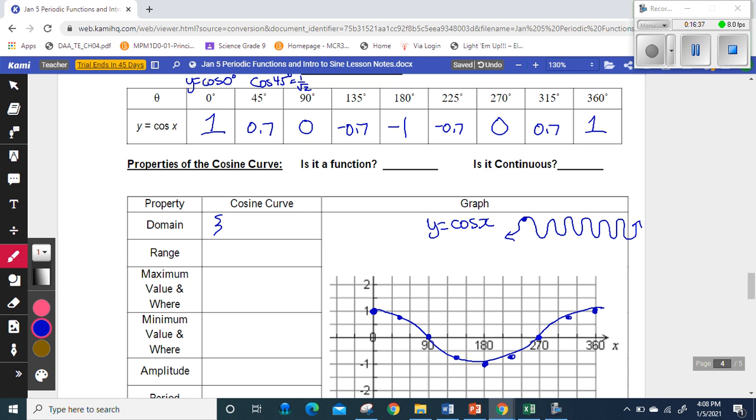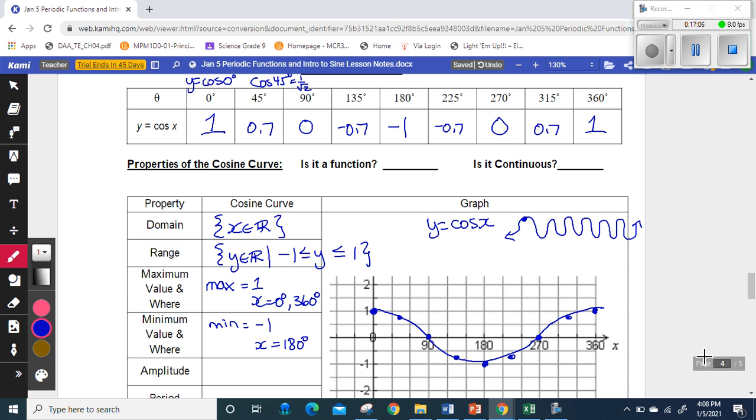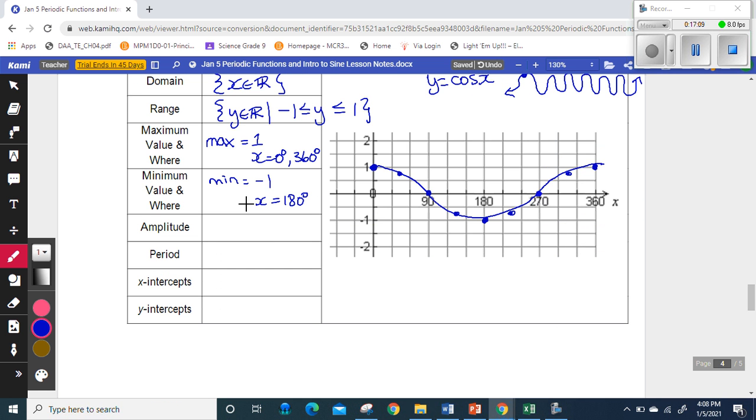We can stick in any x value. So x is any real number for my domain. My range, y is any real number such that -1 is my smallest, less than or equal to y, less than or equal to my biggest, which is +1. So there are my maxes and my mins. My maximum is 1, and that happens when x is at 0 degrees and 360 degrees. My minimum is -1, and that happens when x is 180 degrees. My amplitude, just like the sine curve, is 1.